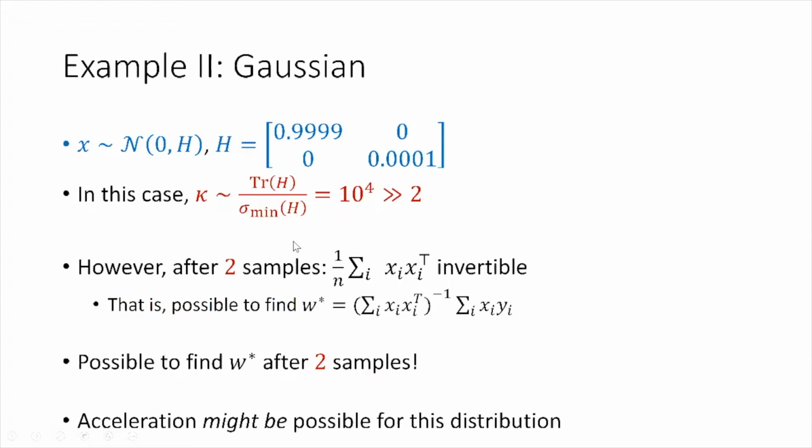However, even when we get two samples, just because of the properties of the Gaussian distribution, we know that the empirical covariance matrix xi xi transpose is actually invertible, right? So we can invert this matrix to find W star. So it is indeed possible to find W star after just 2 samples, which is much smaller than the condition number 10 to the 4. So at least information theoretically, acceleration might be possible for this distribution.